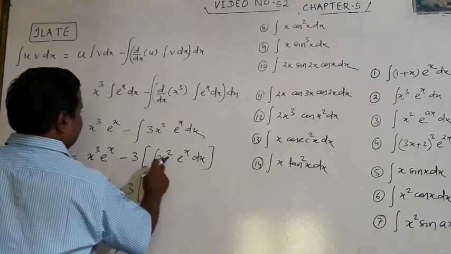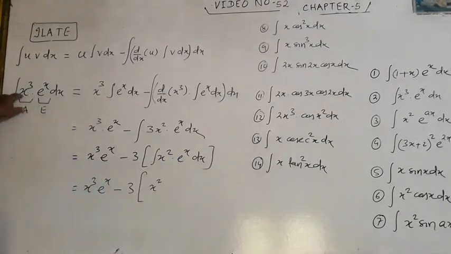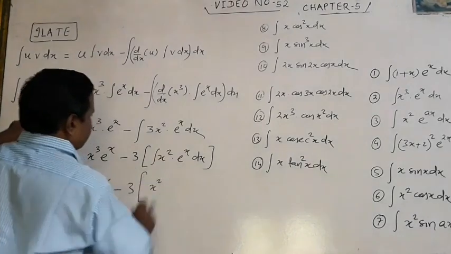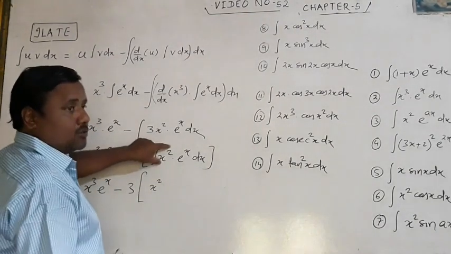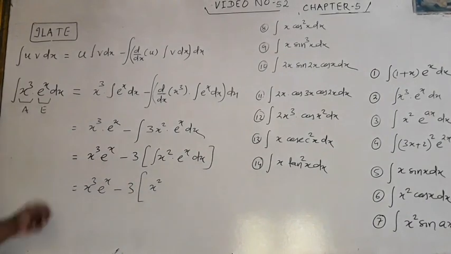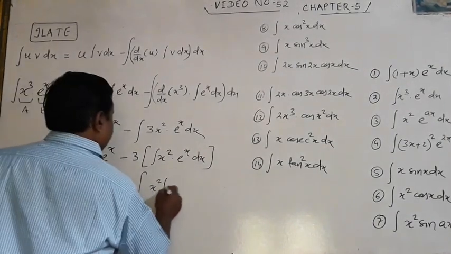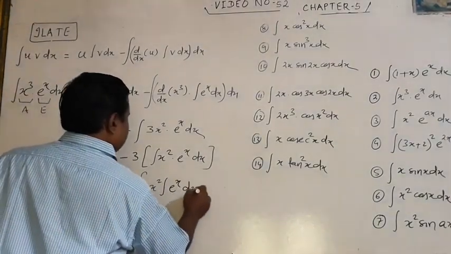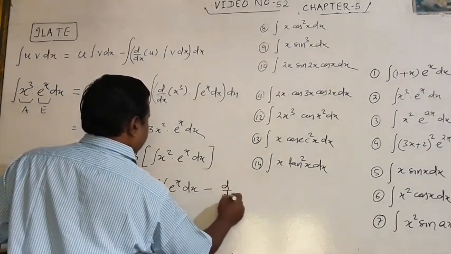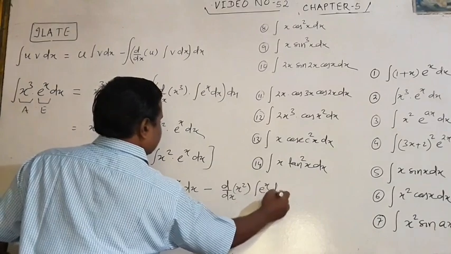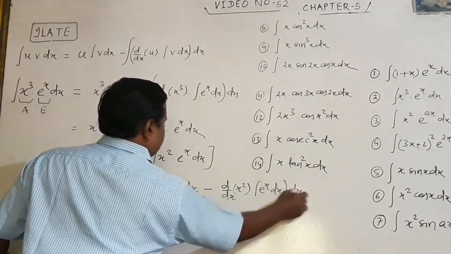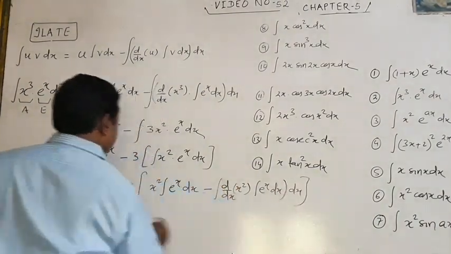First, again u into v. Here algebra, exponential. Here algebra, exponential. But mind it, here x power 3, here x power 2. The power is now reducing. So first x square into integration of e to the power x, minus derivative of x square into integration of e to the power x dx. So then what is the result?